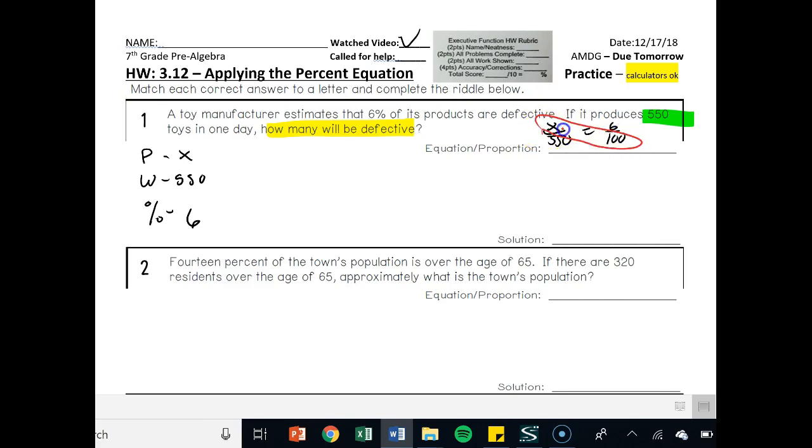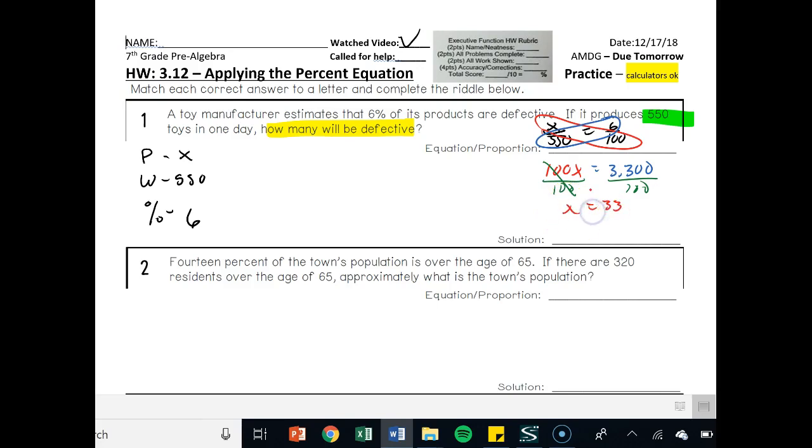So we get right to it. 100 times x is 100x. And then 550 times 6 equal to 3,300. And then simply finish it off by dividing by 100. And so your answer is x is equal to 33.